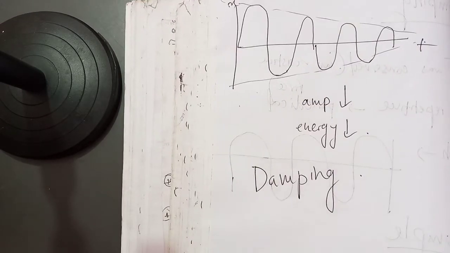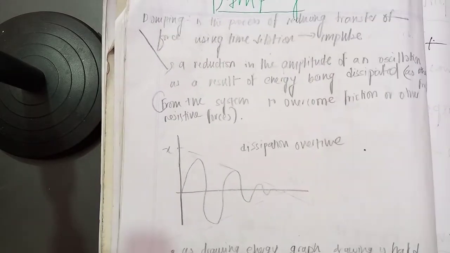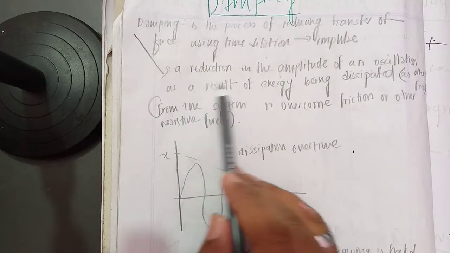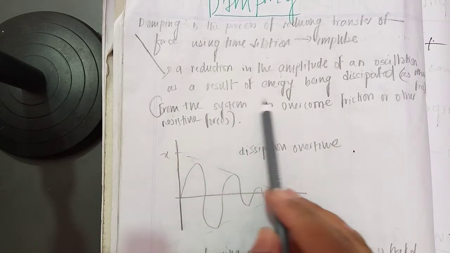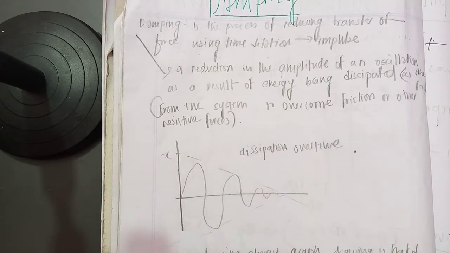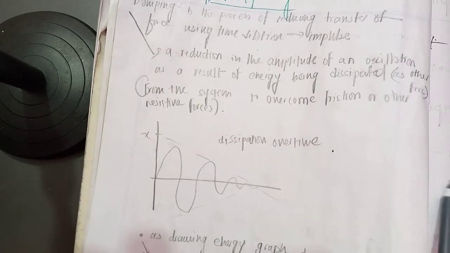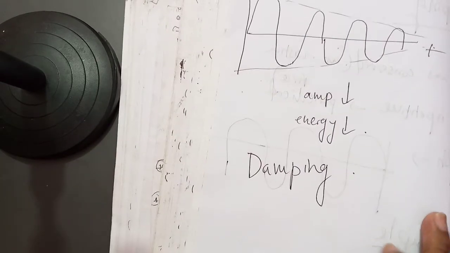So if you look at the definition again, like we said, it's a reduction in the amplitude of an oscillation as a result of energy being dissipated. So we can match the meaning with the explanation.